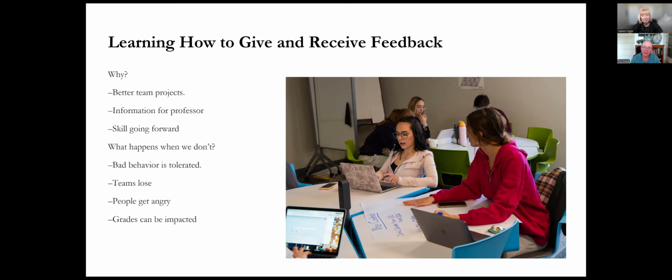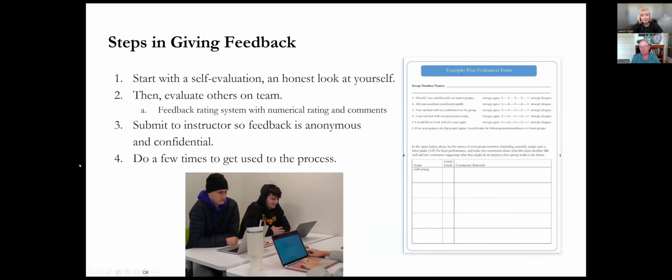So Lauren is next going to talk about the steps for giving feedback. So you may be surprised to learn that the first step is a self-evaluation. And many of us are not used to doing that, but it's important to, first of all, get used to the feedback form, look at what the criteria are, and rate yourself honestly about how you think you're doing as a team member and how you think you could improve.